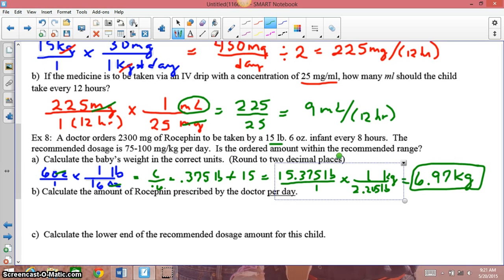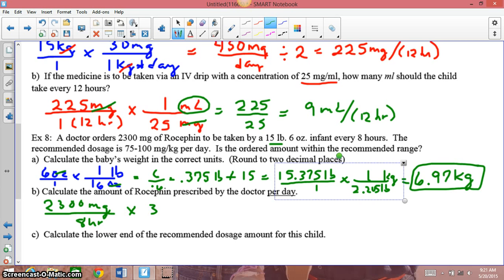Okay. So then in part B, it says, well, calculate the amount of Rocephin prescribed by the doctor per day. So the doctor has prescribed 2,300 milligrams every 8 hours. So we just ask ourselves, well, how many 8 hours are there in a day? And there'd be 3 of those, so we multiply by 3.